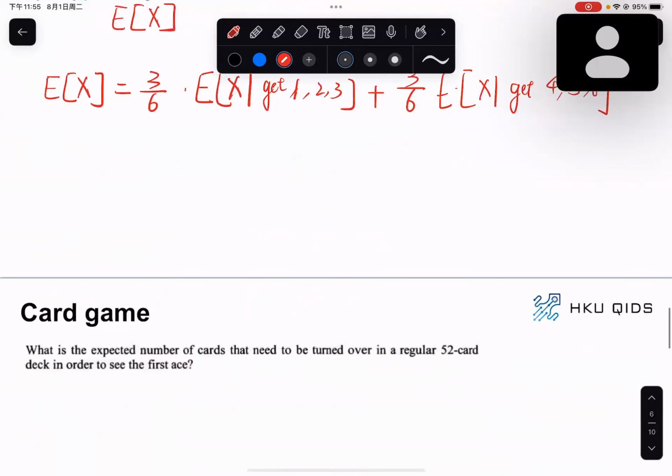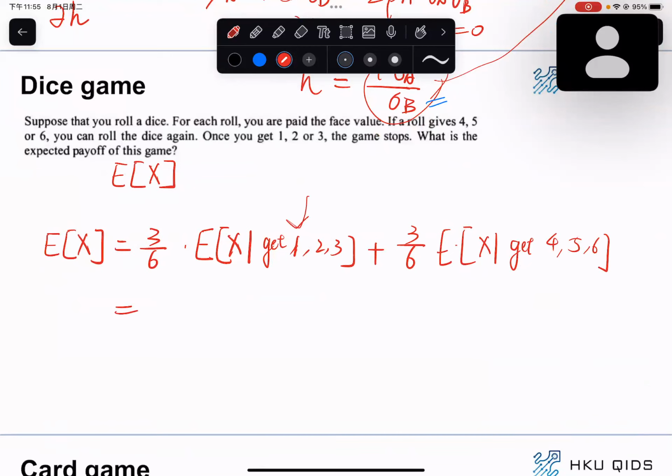So this one is simple. When we get 1, 2, 3, since we have all equal probability 1/6 to get either 1 or 2 or 3, this is basically 1/2 multiplied by 2, right? So the average is just 2. And plus what? Plus this is 1/2.